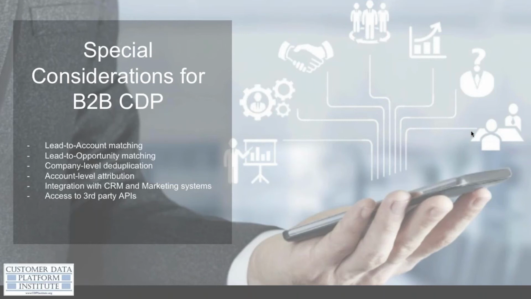They have to do revenue attribution at the account level, which is where that lead to account to opportunity matching comes in. You need to look for integration with CRM and with marketing systems, pre-built integration, which is very common in the systems that are designed as CDPs for B2B, not necessarily so common in systems that weren't designed for that. And you want to have APIs that let you connect the systems where you don't have a pre-built integration. So that's a very quick tour of things you might want to look at in a B2B CDP.